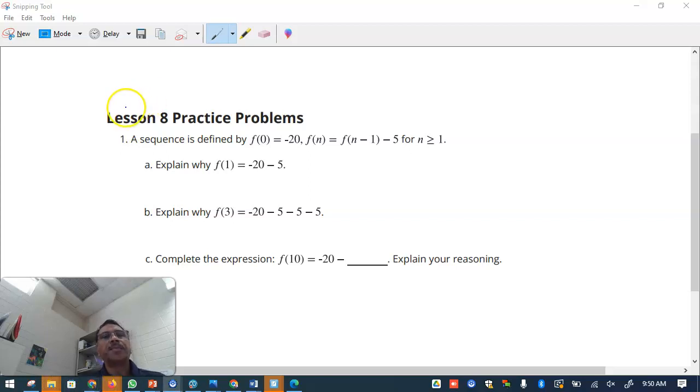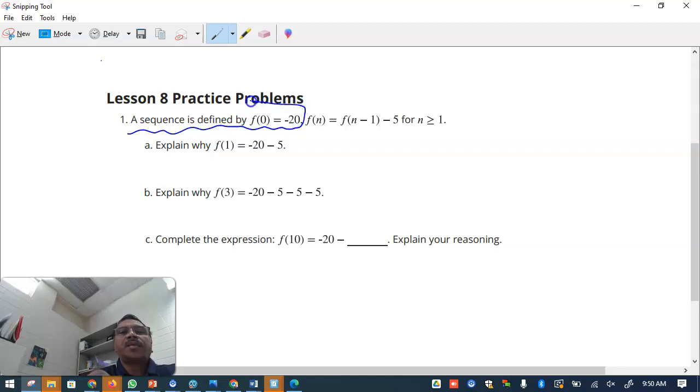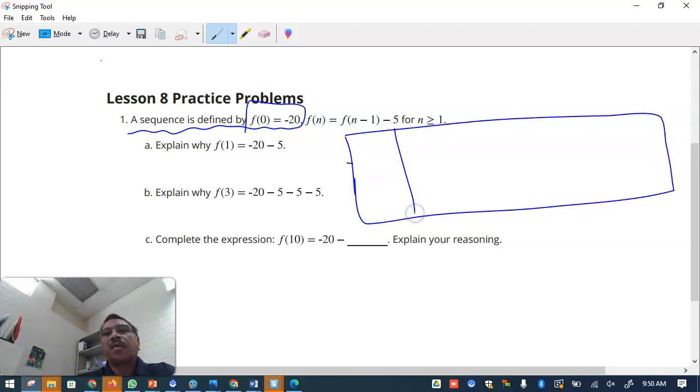And the first problem. So the sequence is, you are being given f of 0. So this is the first thing. The best way, as I always like to explain, is to take a table, so the visuals are very clear about what's going on.